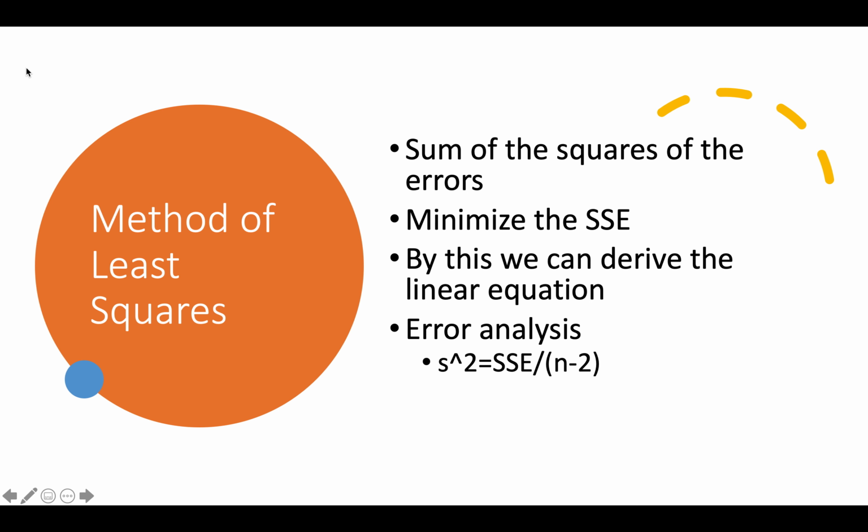So after you've derived the linear equation, you can use the SSE for error analysis, finding s squared, which is the confidence interval, statistically speaking, of how confident we are that this line is a good model for the data and can perfectly model the mean.